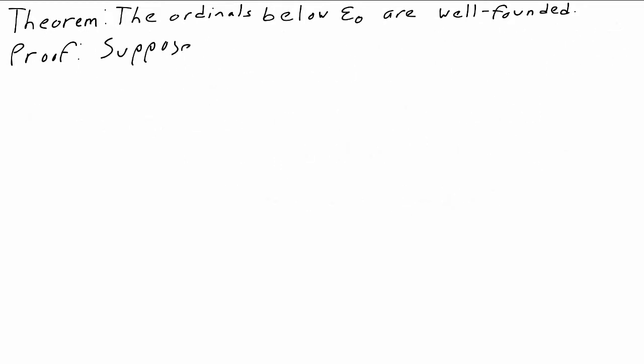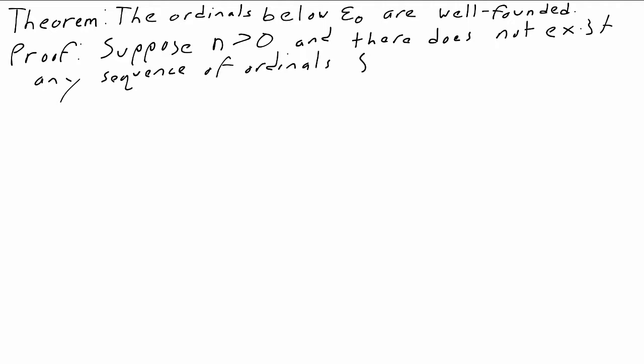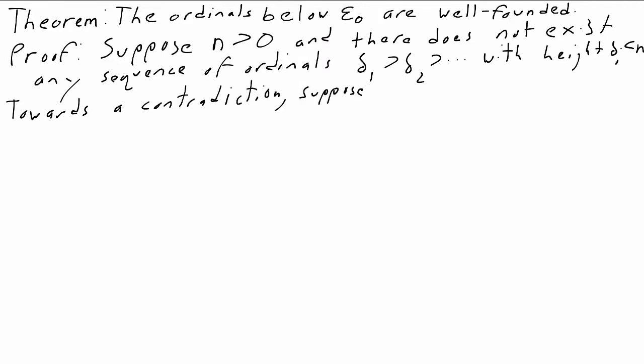Suppose n is greater than 0, and there are no infinite decreasing sequences of ordinals of height strictly less than n, but towards a contradiction, suppose that there is an infinite decreasing sequence of ordinals of height n. All the ordinals in the sequence must have height exactly n. If we ever dropped to height n minus 1, all the rest of the sequence would also have height at most n minus 1, and our inductive hypothesis was that there was no such sequence.